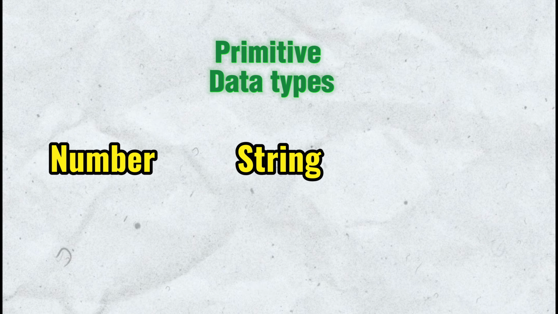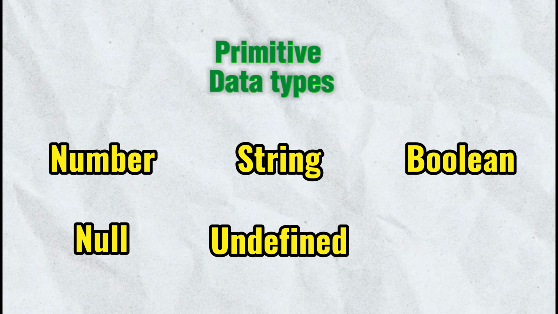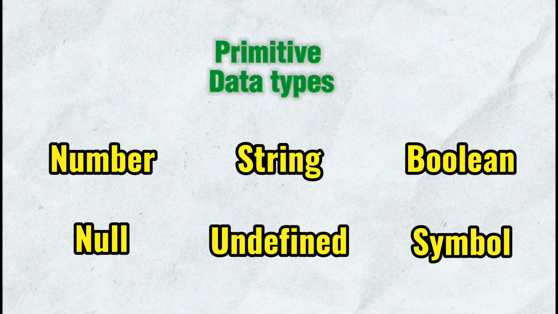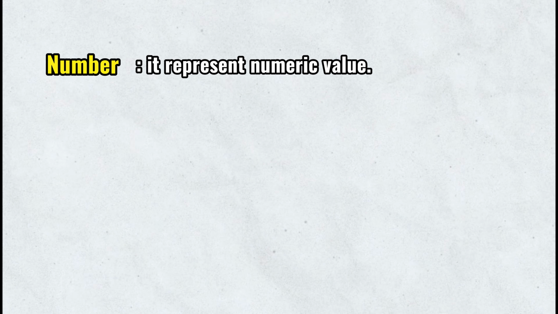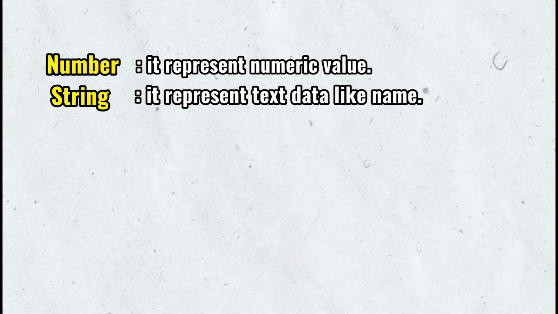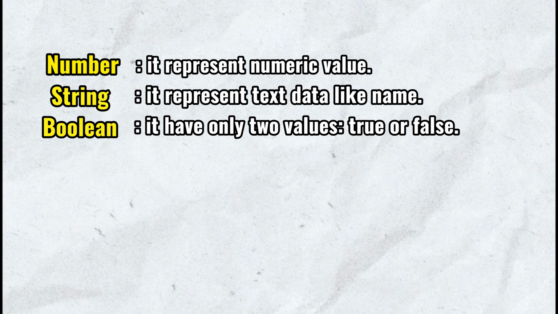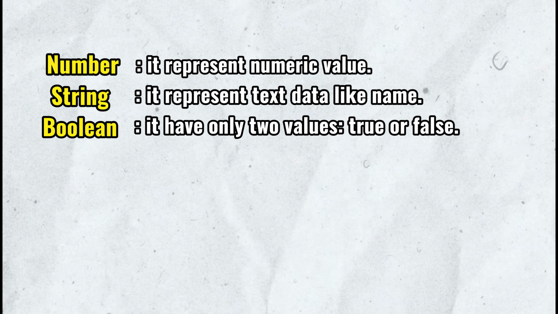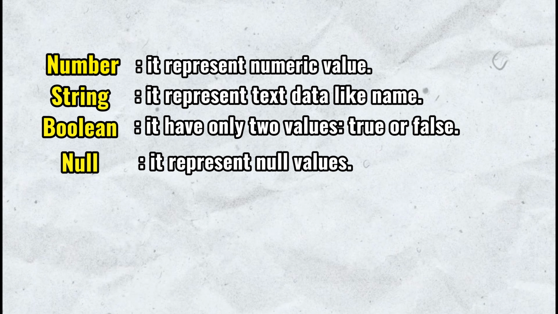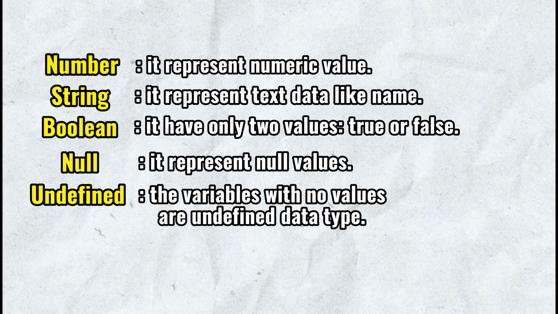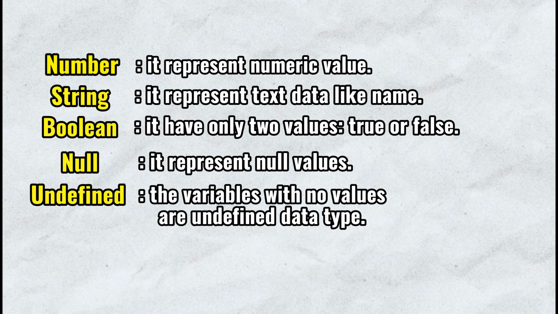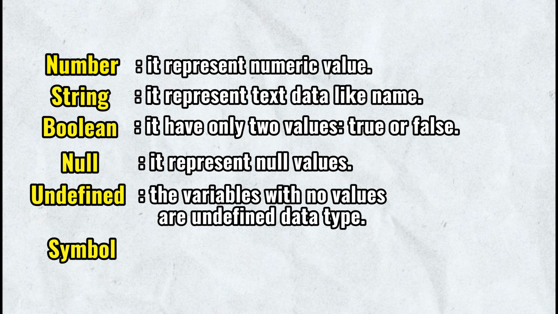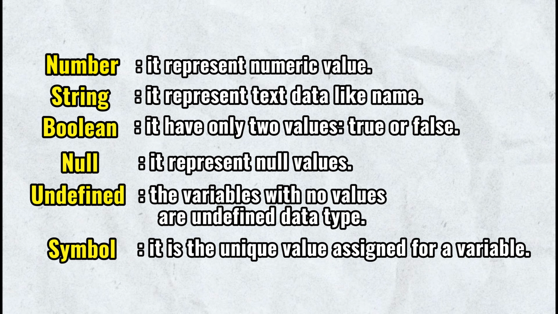Number, string, Boolean, null, undefined, symbol. All these are primitive data types. Number, it represents numeric value. String, it represents text data like name. Boolean, it has only two values, true or false. Null, it represents null values. Undefined, the variables with no values are undefined data type. Symbol, it is the unique value assigned for a variable.